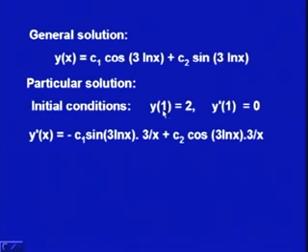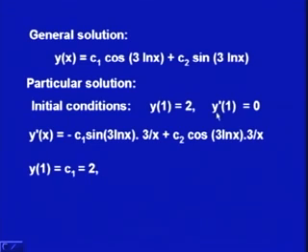Now, the first initial condition is that x is equal to 1. So, here if I put x is equal to 1, what will I get? Log 1 would be 0. So, I would be getting here cos 0 and sin 0, cos 0 would be 1 and sin 0 would be 0. So, y at 1 we would be getting is c1 and that is given as equal to 2. So, this is what we have got from the first initial condition.